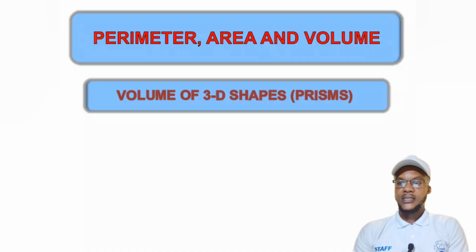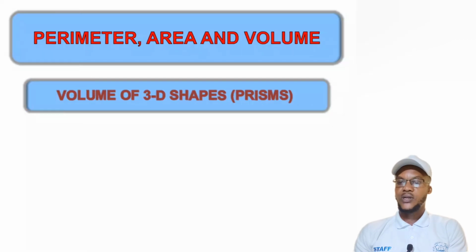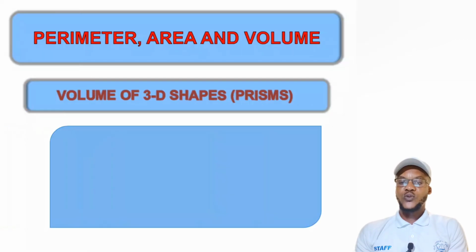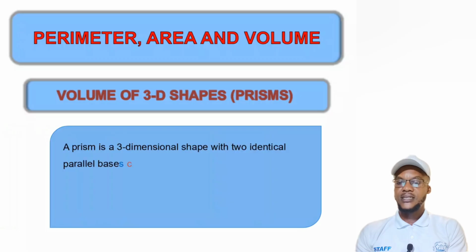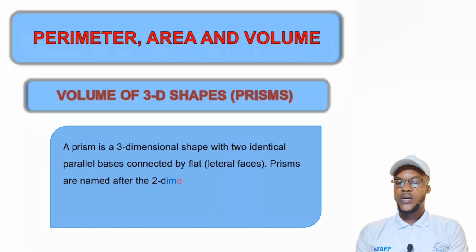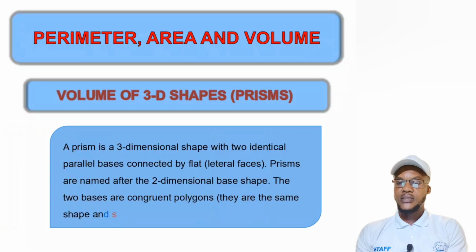So let's look at what we mean when we say prism. A prism is a three-dimensional shape with two identical parallel bases connected by flat, that is the lateral faces. Prisms are named after the two-dimensional base shape. That is, the two bases are congruent polygons, which means they are the same shape and size.